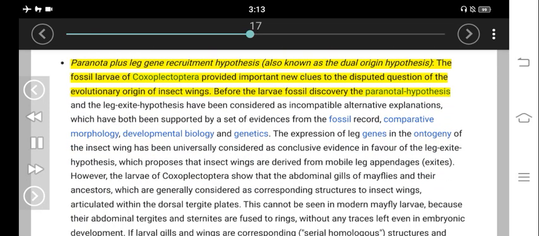32. Paranota plus leg gene recruitment hypothesis, also known as the dual origin hypothesis. The fossil larva of Coxoplectoptera provided important new clues to the disputed question of the evolutionary origin of insect wings.